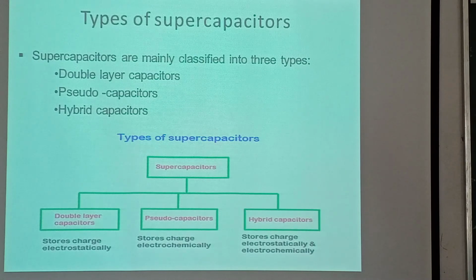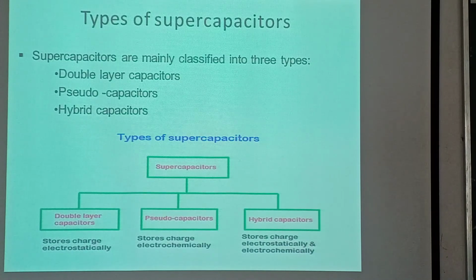So right now we have studied what a supercapacitor is, how a supercapacitor works, and its working principle. Then the types of supercapacitors. There are three types of supercapacitors. First is the double layer capacitor, second is pseudo capacitors, and third is hybrid capacitors. In double layer capacitors, all the carbon materials are included. Whatever carbon materials are present today are included in double layer capacitors. It stores charge electrostatically.